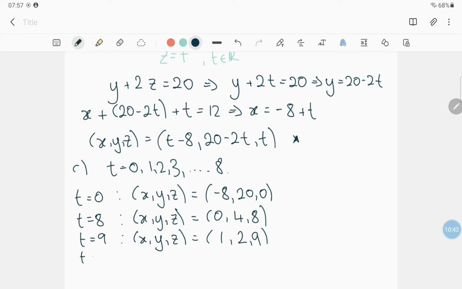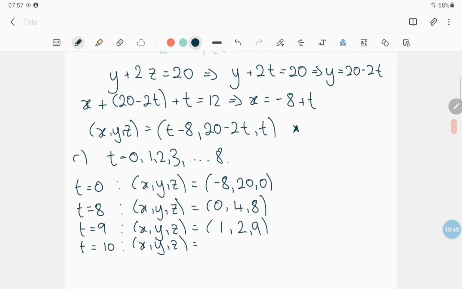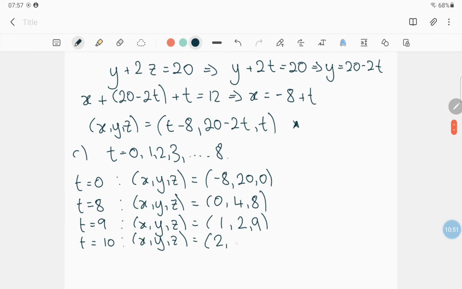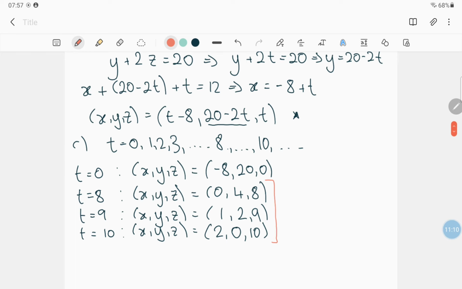And then t equal to 10, we get x, y, z equal to 2, then 0, and then 10. And notice if you make t bigger than 10, for example 11, this thing goes negative. And so you end up with just these 3 solutions. So I think that's all I'll say about that.